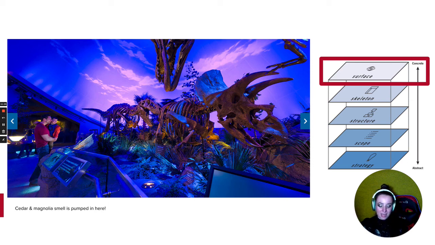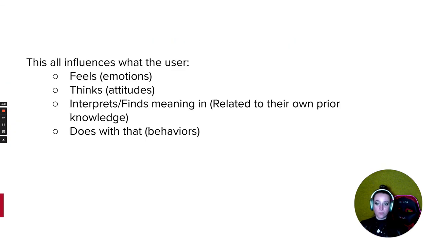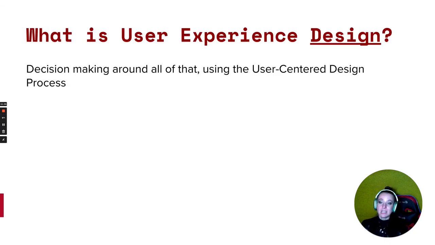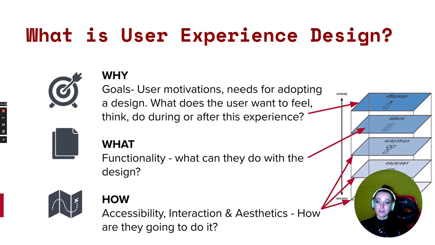So everything is in service to the strategy, but these are the tangible things that we can manipulate in order to create an experience, to get the families to have certain emotions, certain attitudes, to help them find meaning and get that learning takeaway, and to go through behaviors that drive all of this. So all user experience design is the decision making around these things, figuring out the strategy.